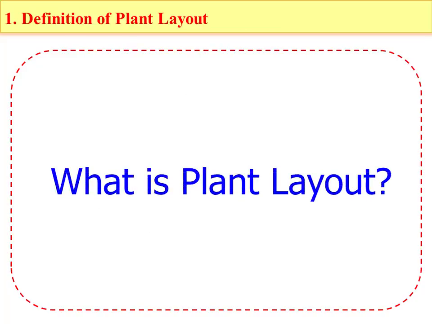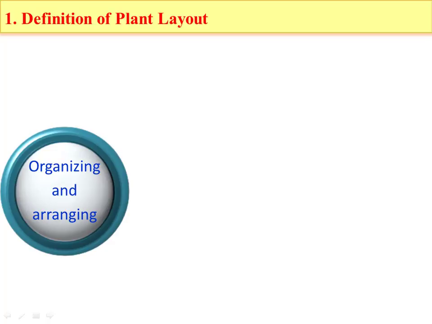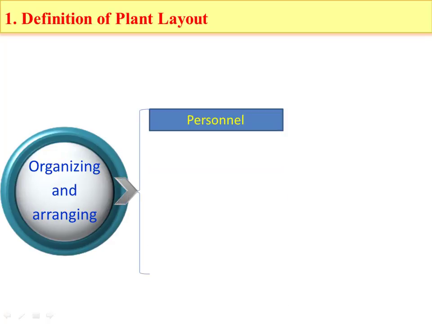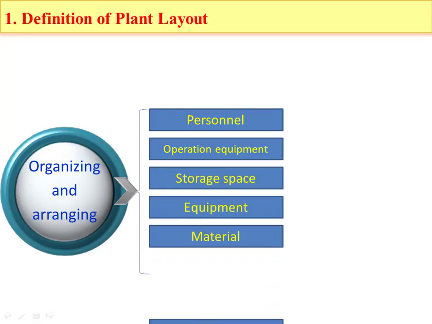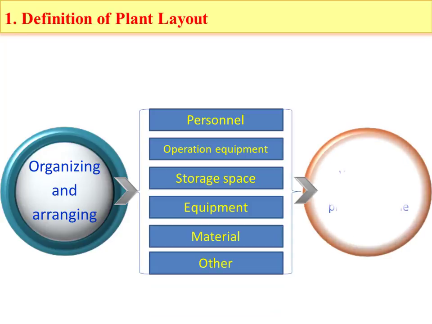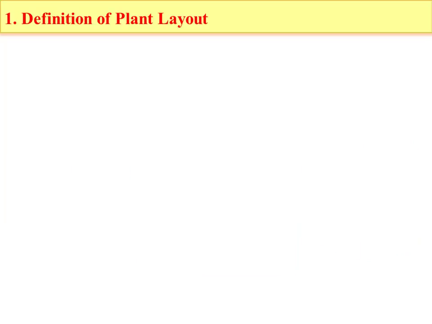1. Definition of plant layout. What is plant layout? Plant layout is organizing and arranging the elements that help make the process, such as personnel, operation equipment, storage space, materials, and others. The result of this arranging and optimizing is that you are creating the workplace, workshop, and production line.